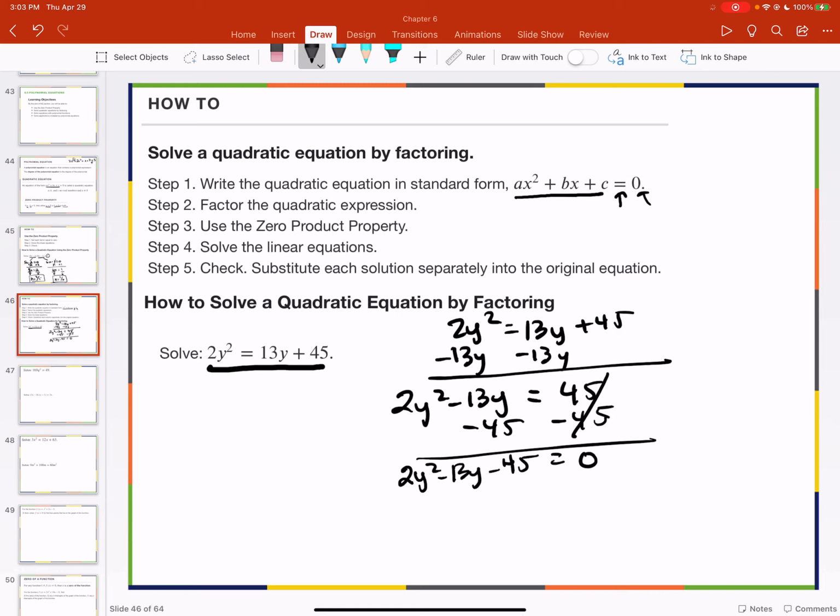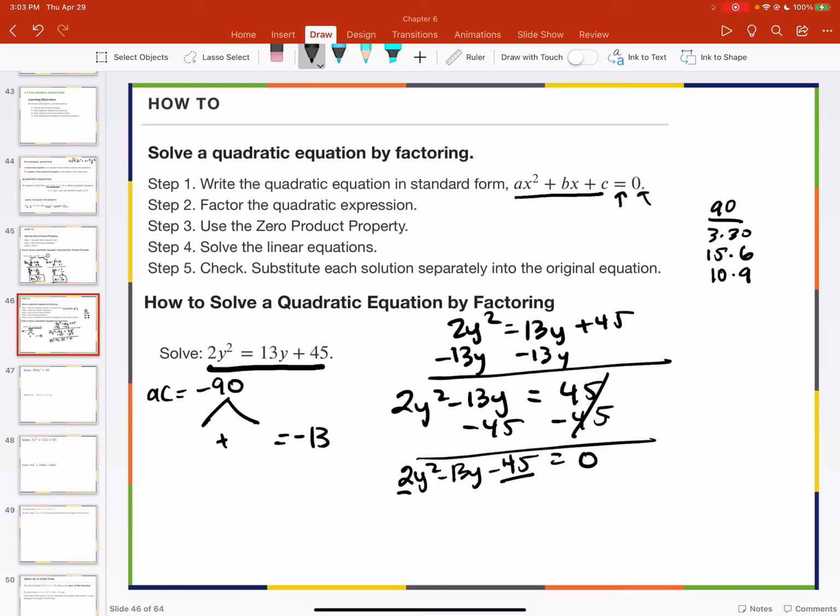So let's go ahead and use the AC method. A is 2, C is negative 45, so AC is equal to negative 90. What are the factors of negative 90 that when combined give me negative 13? You can think about it, one has to be negative and one has to be positive, right? So we have lots of possibilities. You could have the factors of 90: 3 times 30, 15 times 6, 10 times 9.